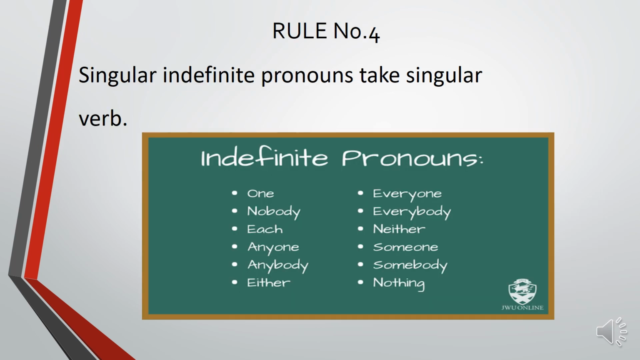Now let us have rule number 4. Rule number 4 is singular indefinite pronouns take singular verb. Which are the singular indefinite pronouns? Here are the following: one, nobody, each, anyone, anybody, either, everyone, everybody, neither, someone, somebody, nothing, and etc. So these are some of the examples of singular indefinite pronouns, and they will take a singular verb.